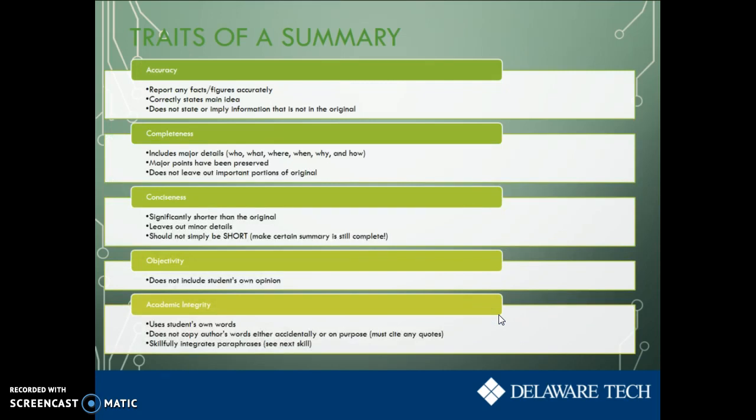There are 5 traits of a summary that we need to be aware of, and when you are graded on a formal written summary, these are the areas that we would focus on. First of all, it must be accurate. You must be true to what the author is saying. You can't put a spin on it. You can't add your own ideas. You need to faithfully and accurately report the author's ideas.